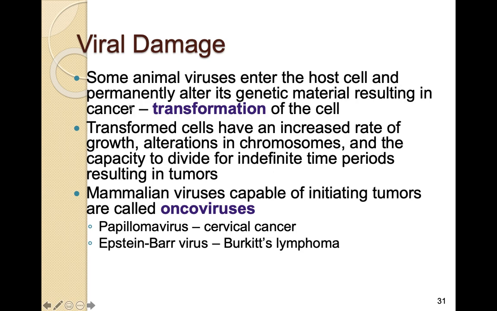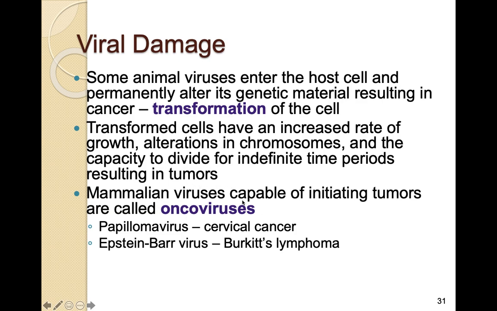So transformation: cells that have been transformed lose their ability to divide correctly. They can't control how quickly they divide anymore. They just instantaneously start dividing. They divide when they're not supposed to. They divide all the time, just indefinitely, over and over again. And uncontrolled cell growth, just unchecked, in constant division, results in the formation of tumors throughout the body.